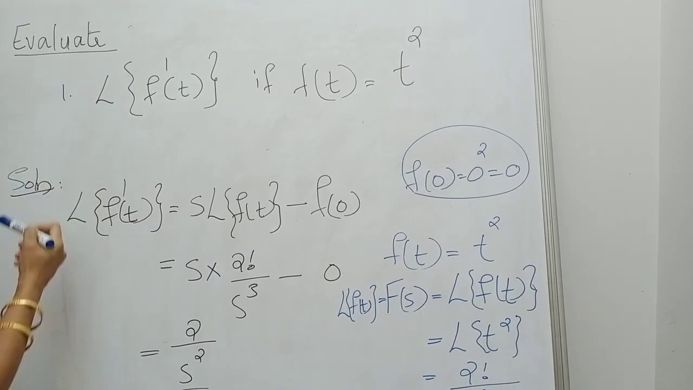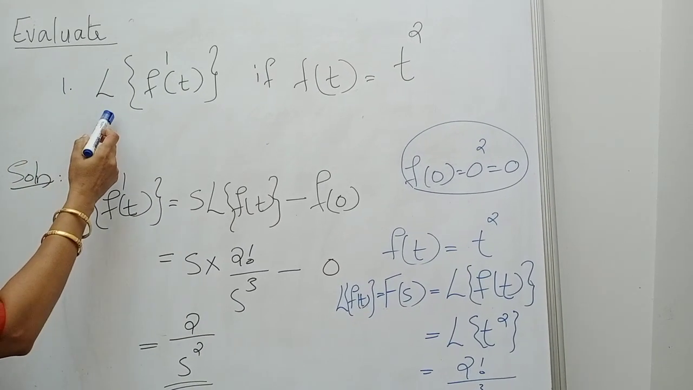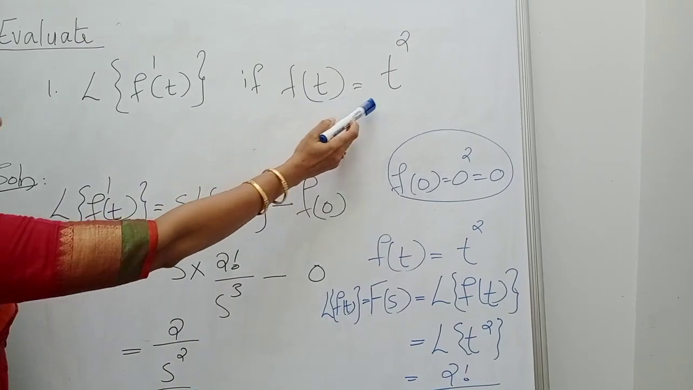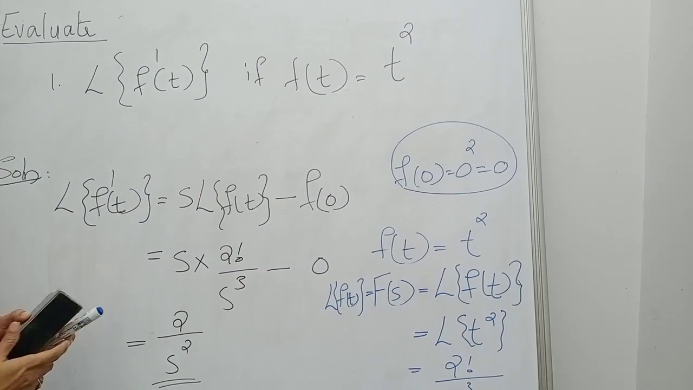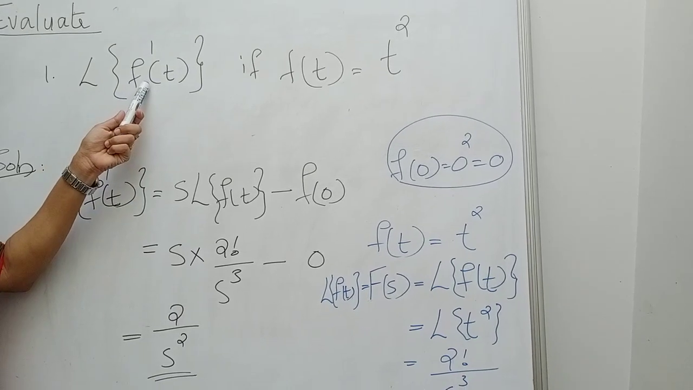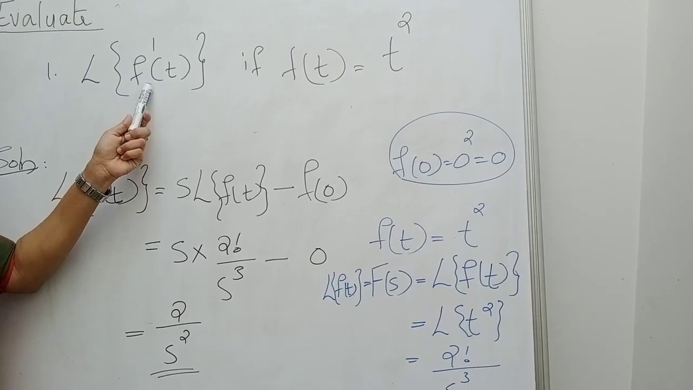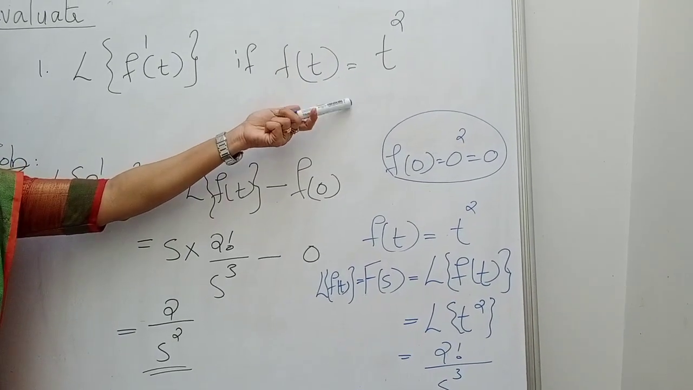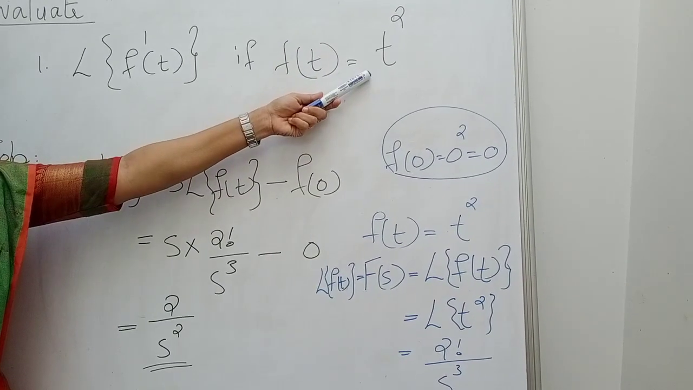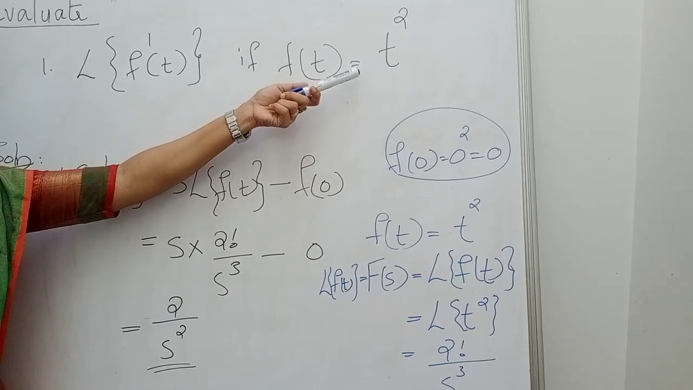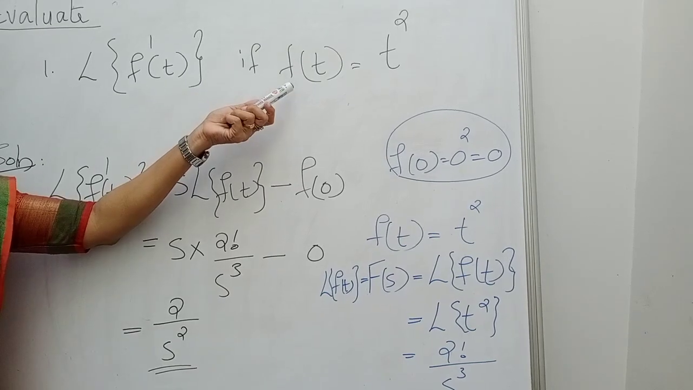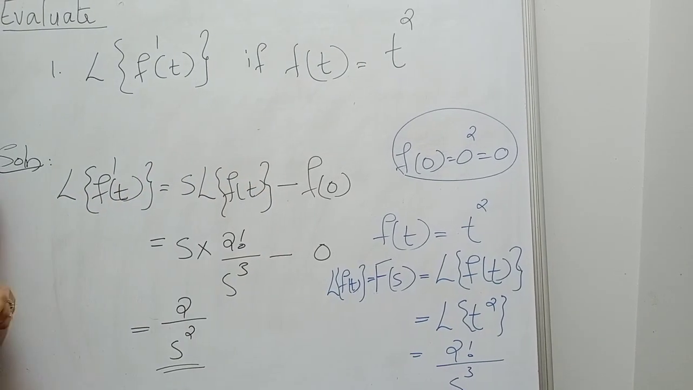Now look at the first example. Evaluate L of f dash t if f of t is equal to t square. See, you are asked to evaluate L f dash t, Laplace of this derivative, if f of t is equal to t square. See, directly we can do. Just find f dash t and find its Laplace transform. But by using this result, how we can calculate Laplace transform, that I am checking here.